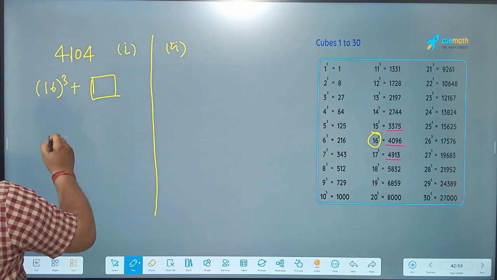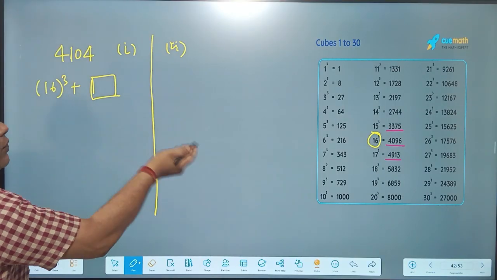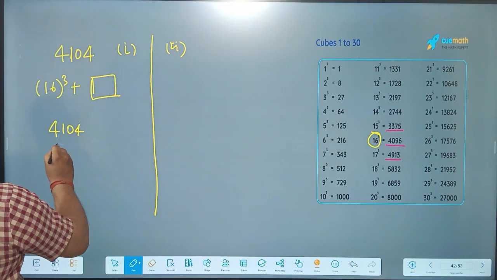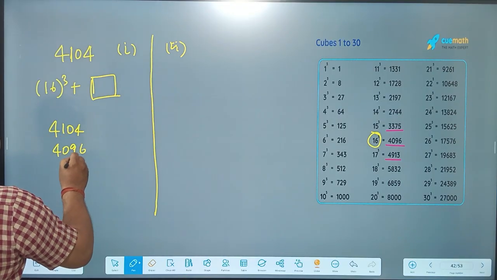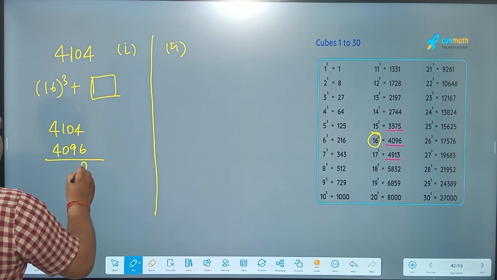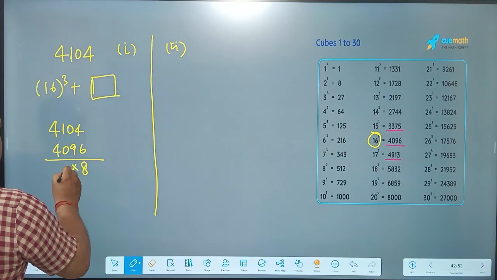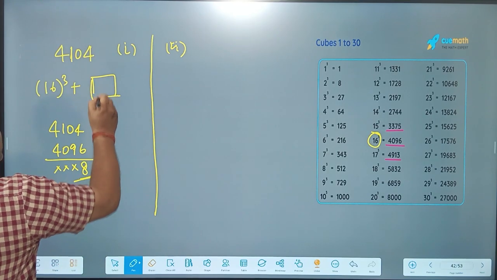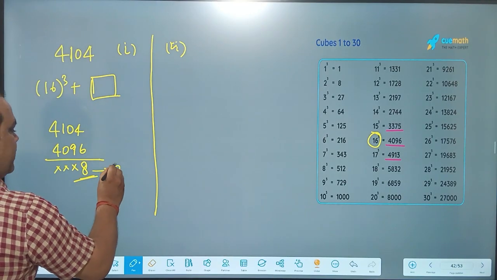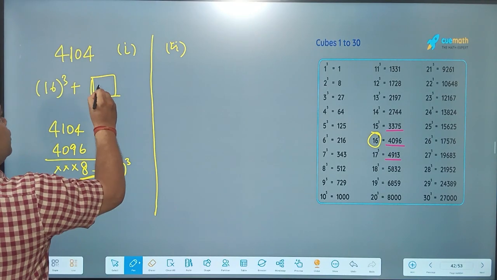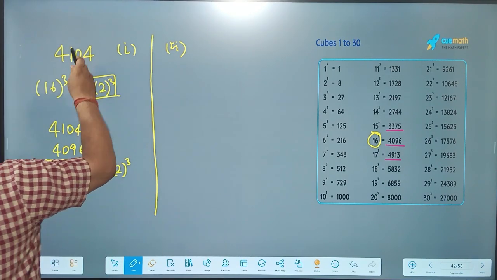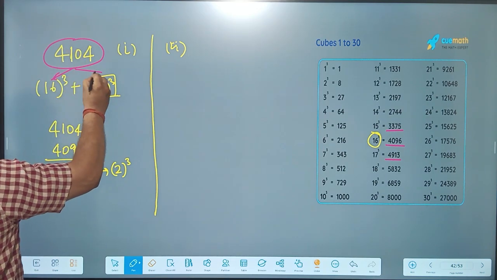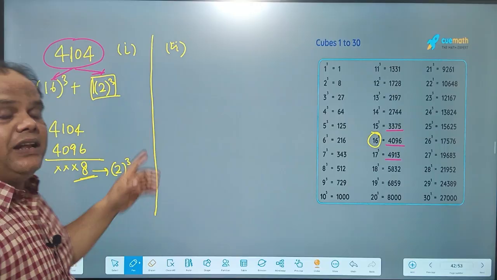Now what is left to go? Left to go is 4104 and 4096. We will subtract it. 14 minus 6 gets 8, this 9 becomes 0, this is 0, this is 0, all cut. So we are left with 8, and we know this 8 we can write as 2 ka cube. So this number can also be represented as 16 ka cube and 2 ka cube. But this is the one way.